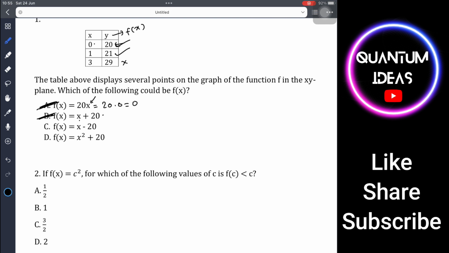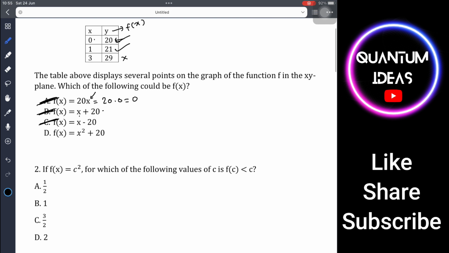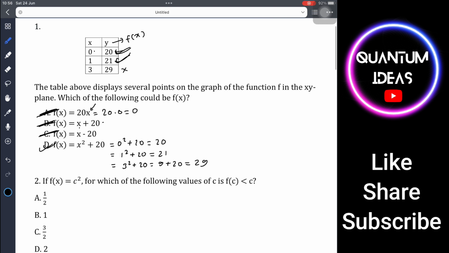Let's go to number C. If I put x as 0, it becomes minus 20, so this is wrong. Now check here. If I plug in 0 squared plus 20, that is 20. If I plug in 1 squared plus 20, that equals 21. Okay, this is also true. If I use 3 squared plus 20, that is 9 plus 20, which is 29. Okay, D is satisfied, so this is the answer.